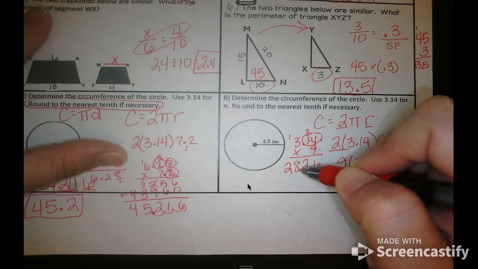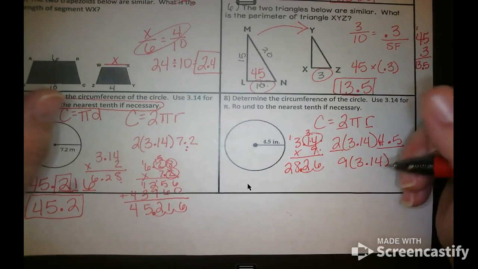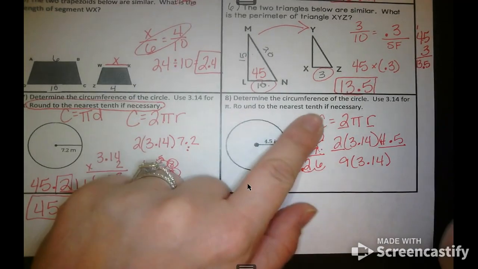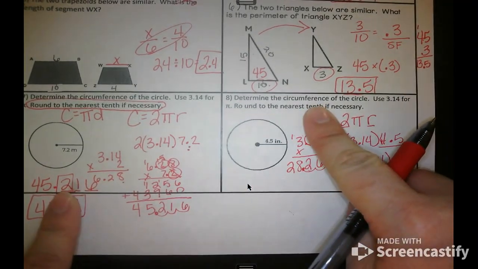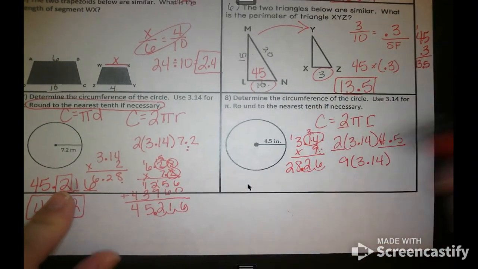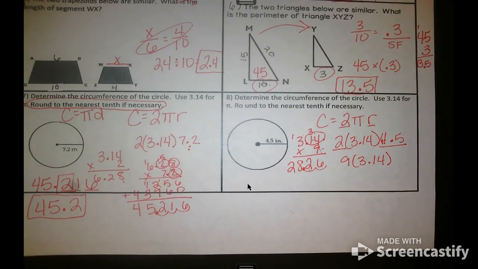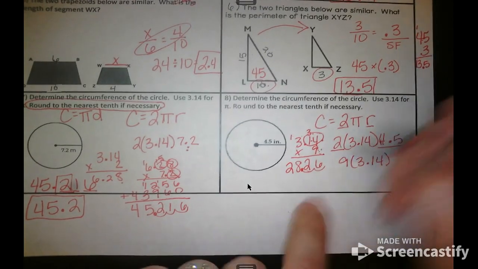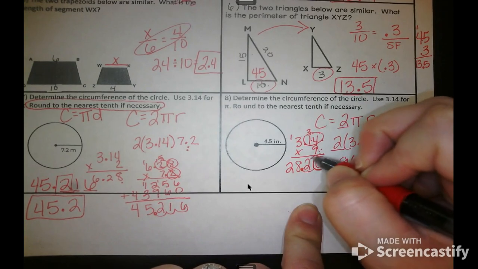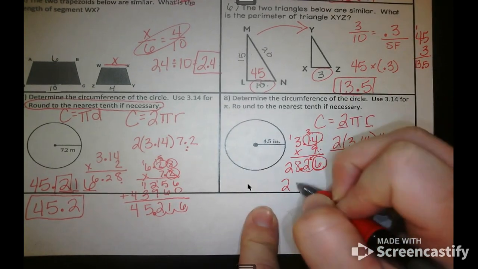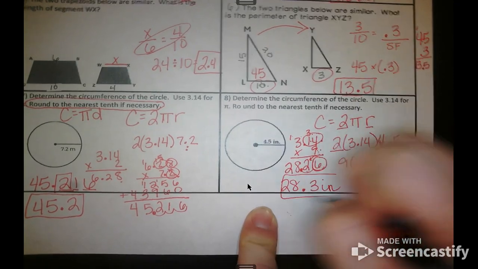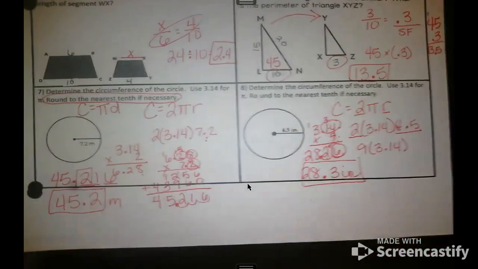But how many decimal places does it want me to round to? Round to the nearest 10th. Where was my 10th place? So it wants 1 decimal. I have 2. What do I do? I round. So what number do I have to look at to round? The 6. Okay. Does it make that 2 go up or stay? Up. So 28.3 inches. This should have been meters.